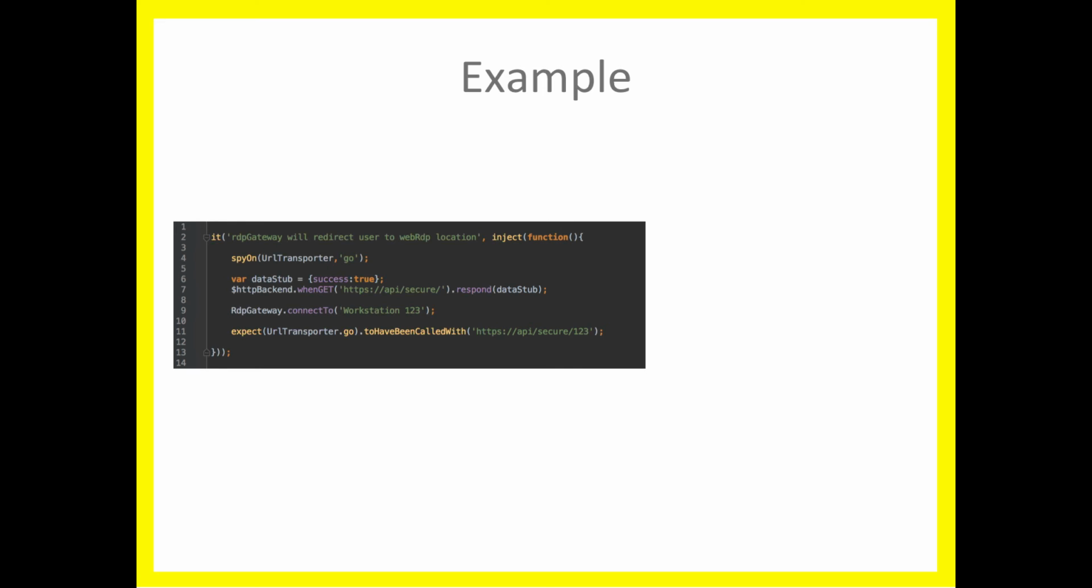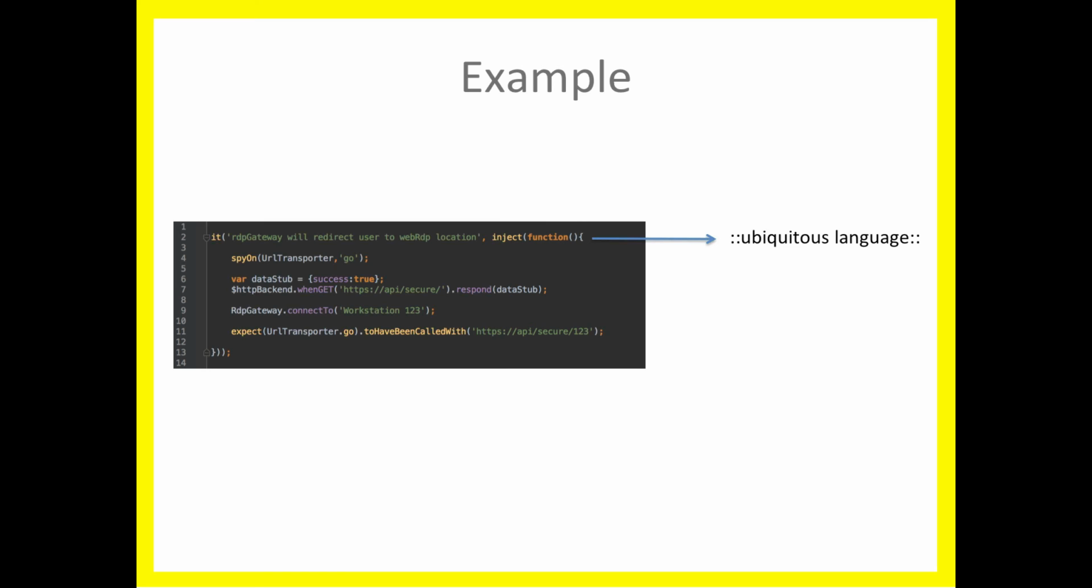And so the very first thing we need to draw attention to is the ubiquitous language aspect. What I've done here is I've written a test which is extracting one of the benefits of BDD, which is the ubiquitous language. RDP gateway will redirect user to web RDP location. I haven't written anything about promises. I haven't written anything about HTTP because we don't care. What we care is that the RDP gateway will redirect the user to their web RDP location.